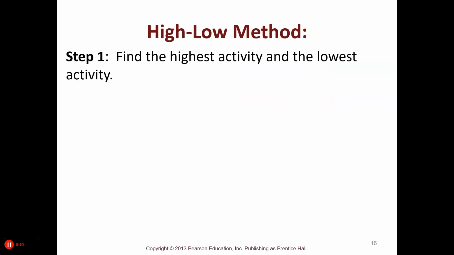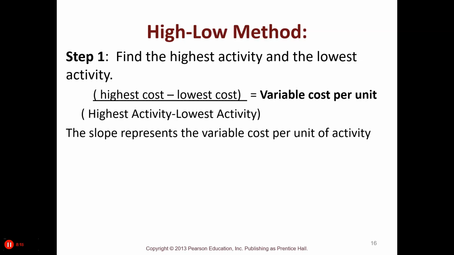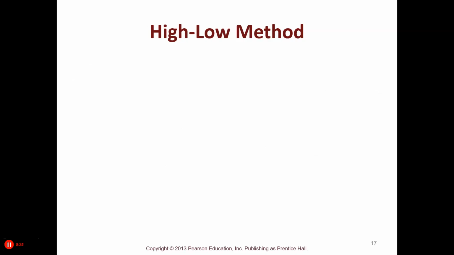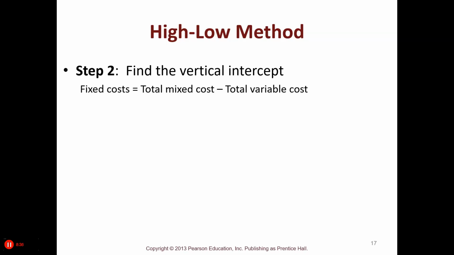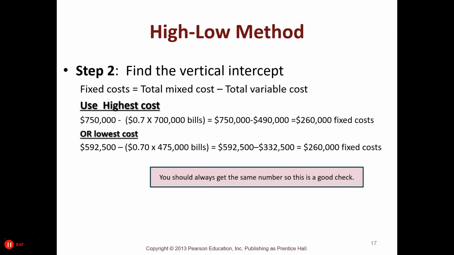So first, we're going to find the highest activity and lowest, which we did. And we're going to subtract the difference in the cost and divide by the difference in the activity. So in this case, we ended up with 70 cents is our variable cost per unit. Now we're going to figure out our fixed costs. Now I like to do both. I do the highest and the lowest because you should always get the same number.